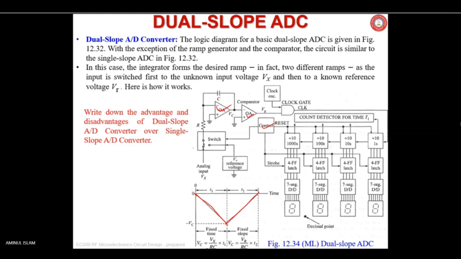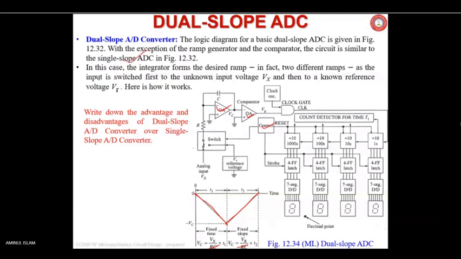But what happens is it is no more dependent on this. This will be cancelled out, so it is independent of RC. That is the advantage. So let us see what is given here. The logic diagram is shown here, and with the exception of the ramp generator and the comparator, the circuit is similar to the single slope only.